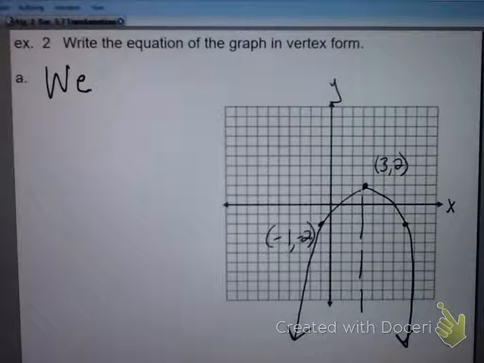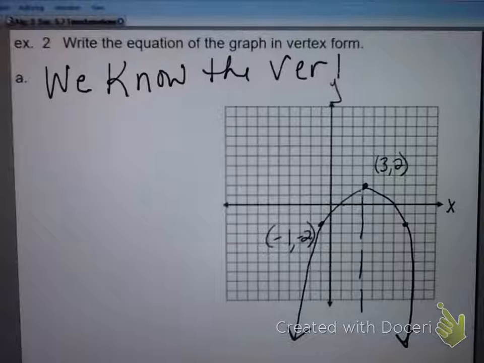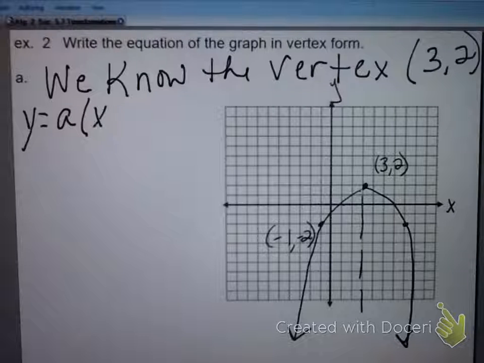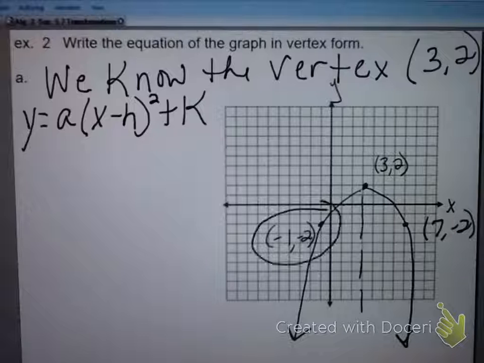Okay, example 2. We are going to write the equation of the graph in vertex form. Now this time we're given the graph. And notice we're given 3 points. The vertex is (3, 2), and we have the point on the left, negative 1, negative 2, and the point on the right, which is 7, negative 2.